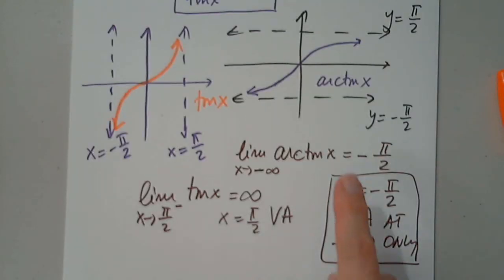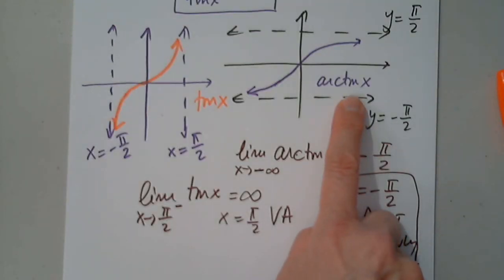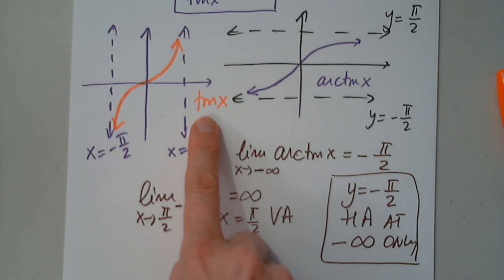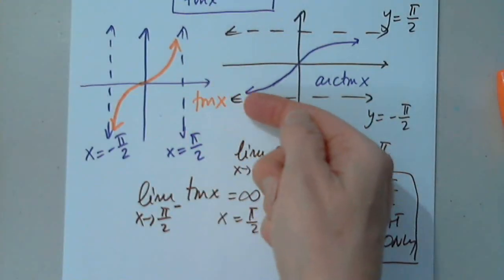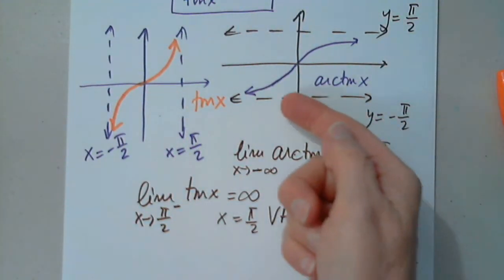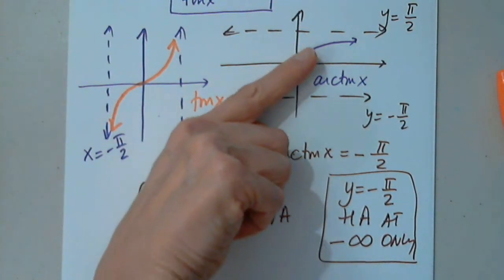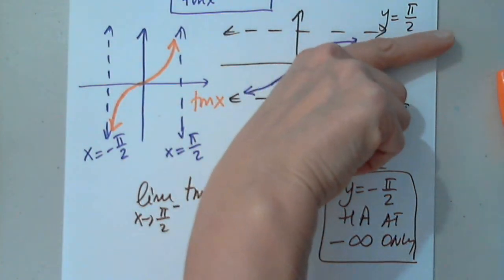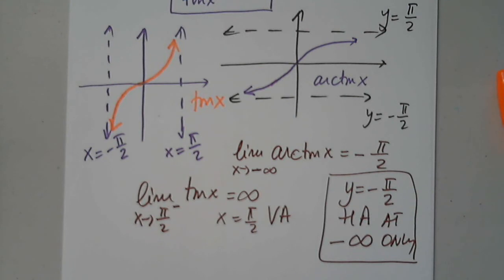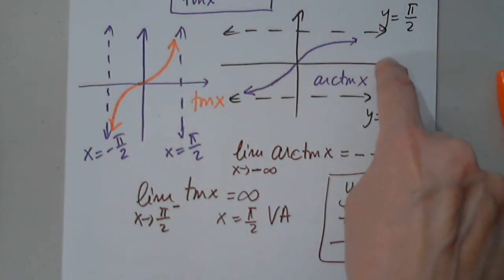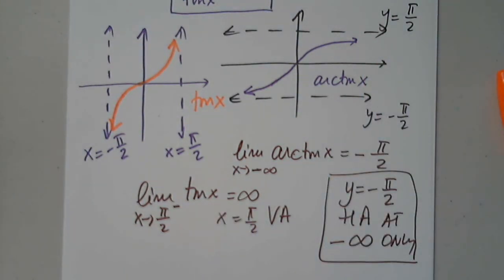But this is a totally different function. It's the inverse of tangent. It has a horizontal asymptote at negative pi over 2 to negative infinity, and a horizontal asymptote at pi over 2 when x approaches infinity. Two different horizontal asymptotes. Okay.